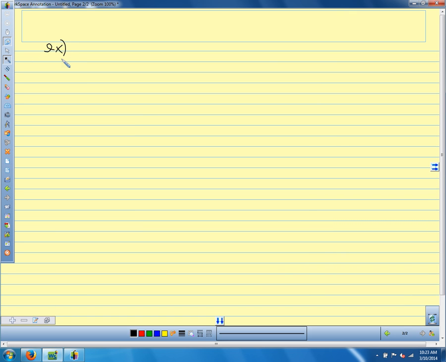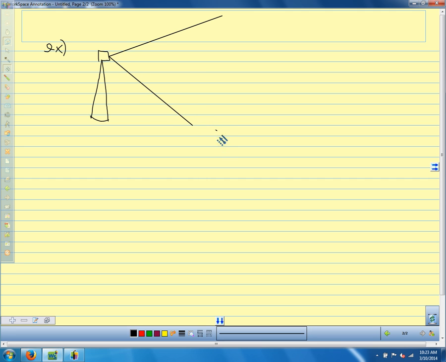So for this one, we have an air traffic control tower. So here's my control tower. And the people in the control tower are looking at an airplane, and they're looking at a ground crew. So here's my airplane. And here's my ground crew.